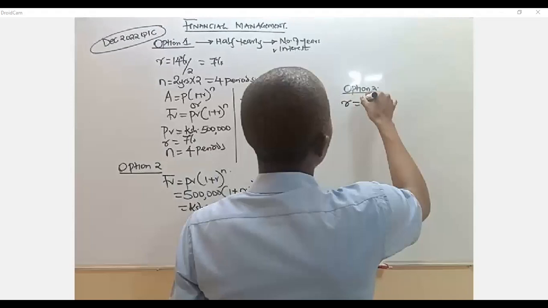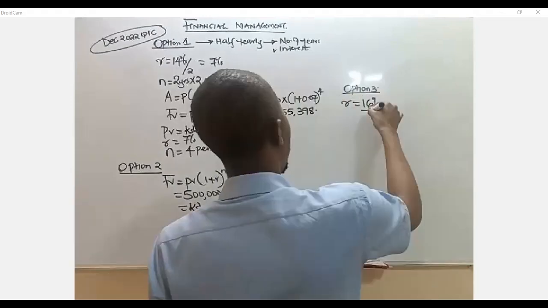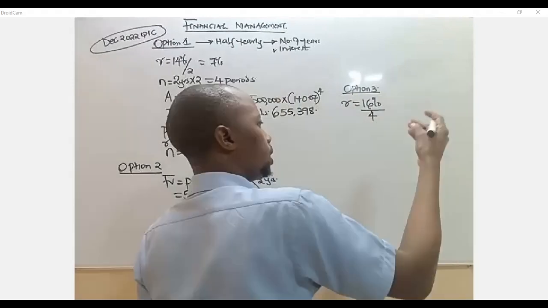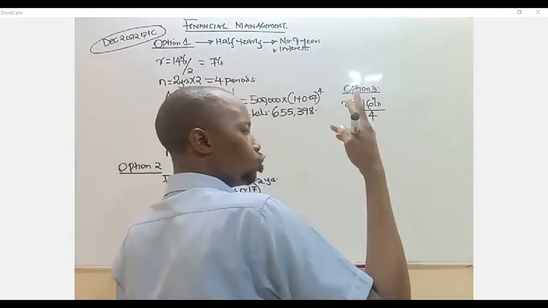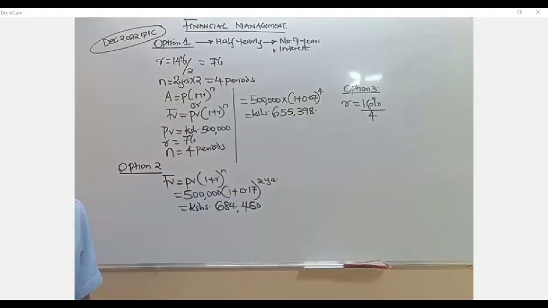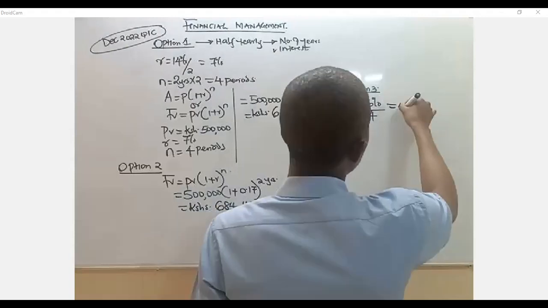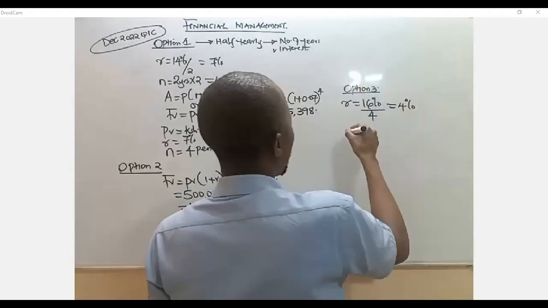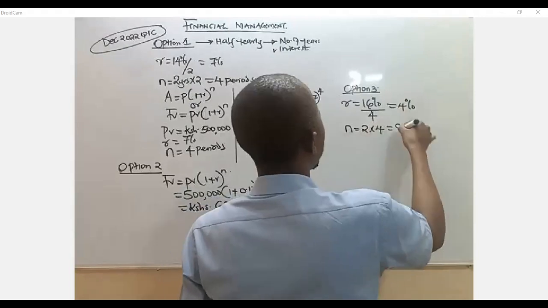Unakuja hapo unaniambia, the rate changes. It will be 16%, I divide by 4. Because kama ni 3 ya kwanza ya pili, kama alpha hii iko na 2 quarters. I think it is 2 quarters, right? Every 3 months. And then, how many quarters do we have in a year? We say 4. So it will be 4%. What about N now? N, it will be 2 times 4, getting 8 periods.